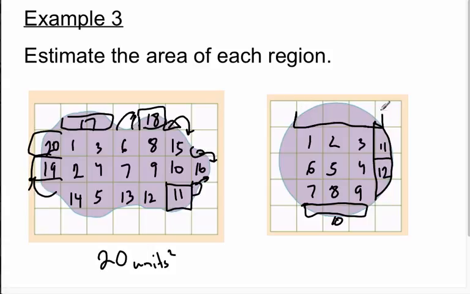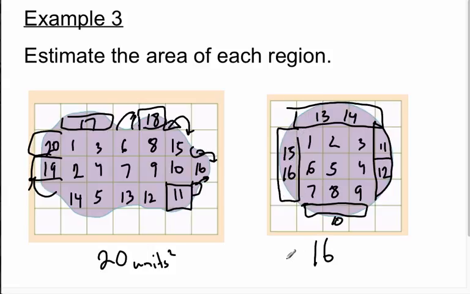And I'm going to do the same thing up here. I'm going to call this 13 and 14 because it's not quite 3 full squares. I'd say there's about 1 square of whiteness there. Alright, and here I'm going to do the same. 15, 16. I think it's about 16. Okay, it's approximately 16 square units.